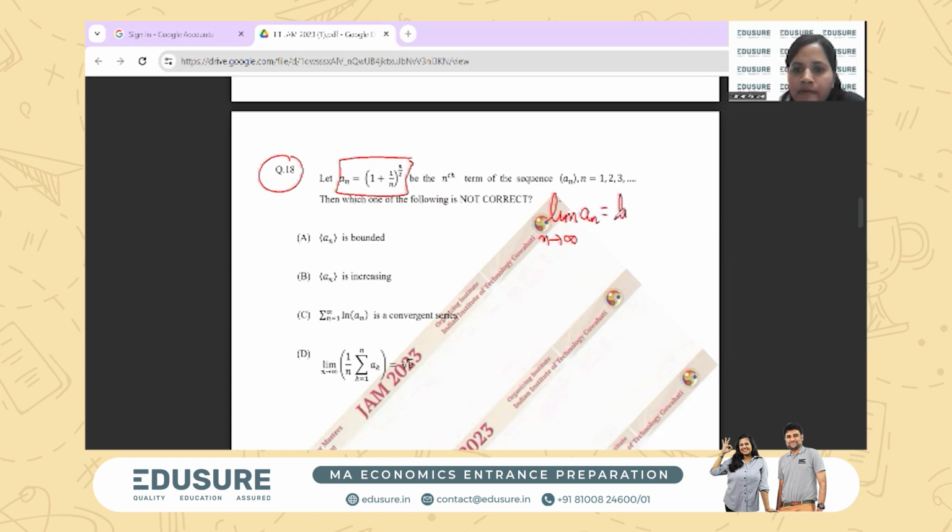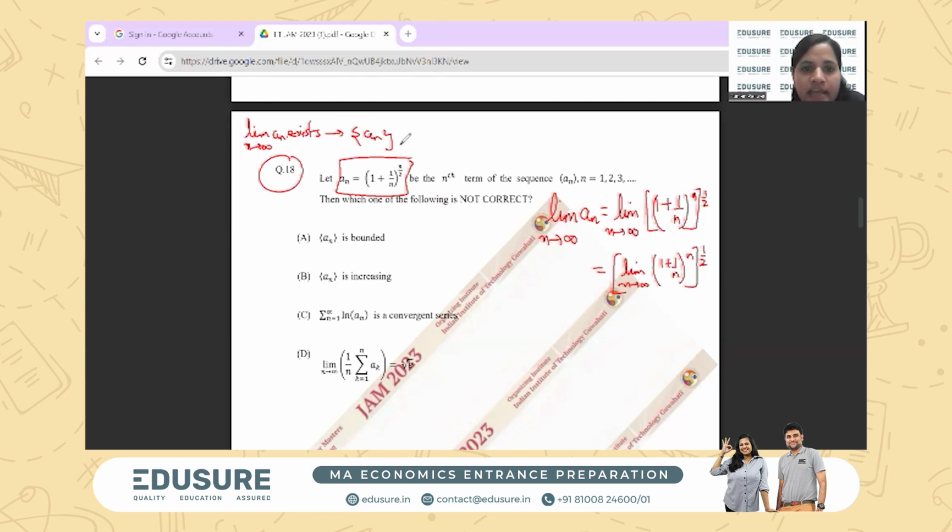Okay. So limit n tending to infinity a_n is limit n tending to infinity (1 + 1/n)^(n/2). I can write this as ((1 + 1/n)^n) whole raised to the power half. Now, for a sequence, if limit n tending to infinity a_n exists, then the sequence a_n is convergent.